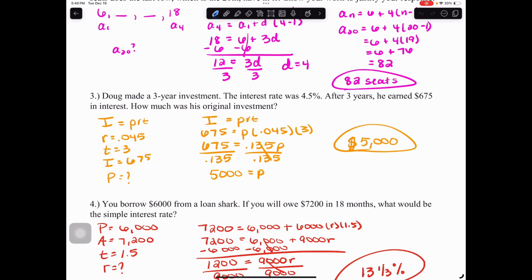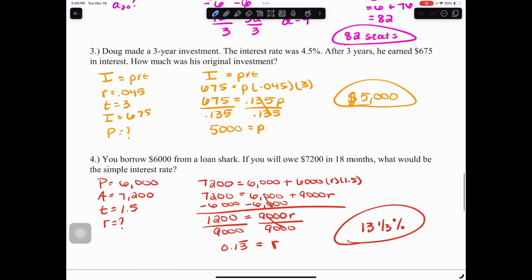And then we'll divide by that to get P alone and see that it must have been $5,000 for the original investment. Then lastly, you borrow $6,000 from a loan shark. If you will owe $7,200 in 18 months, what would be the simple interest rate?